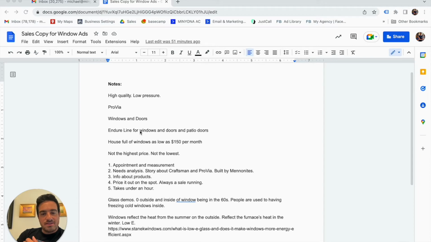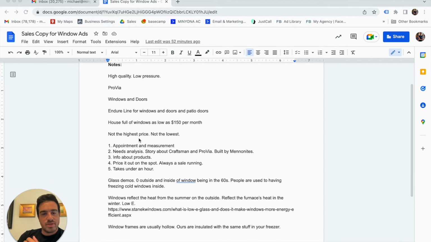It's the Endure line. This is just a note for me to do some research about this line of windows. And then we eventually got to this note: house full of windows as low as $150 per month. Now, what I asked him here was, listen, do people finance these projects? And he said yes, and they're actually financing them more and more now than they ever have been in his experience. And I said, well, what's the lowest realistic monthly payment that someone might be able to make for a house full of windows? And his answer was about $150 per month.